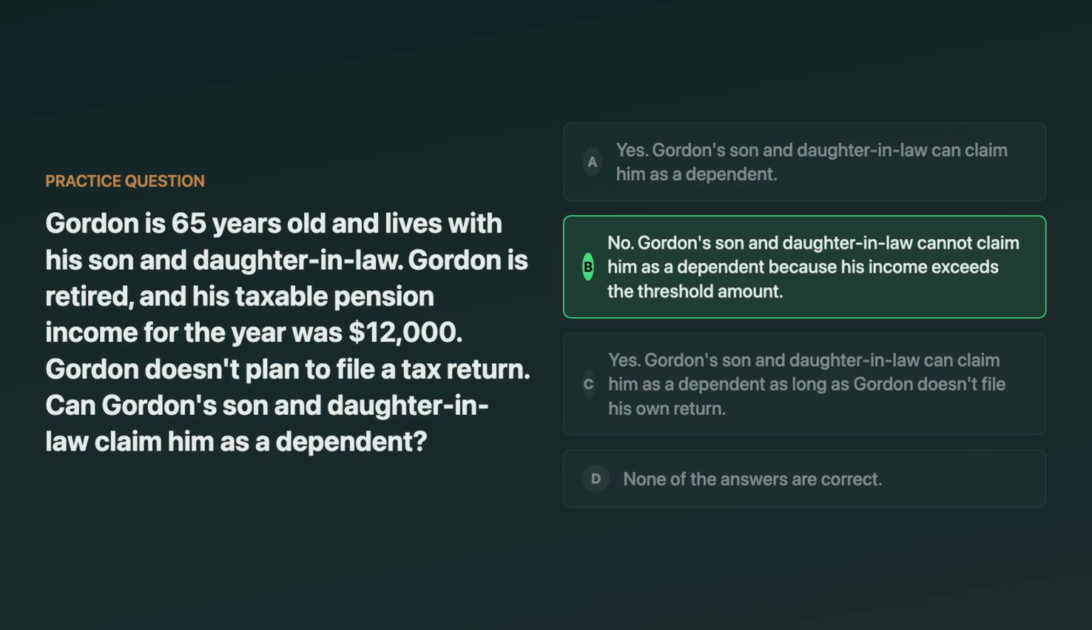The correct answer is no, because his income exceeds the gross income threshold for a qualifying relative. Gordon is not a qualifying child at age 65, so you're in qualifying relative territory, where gross income must be below the limit. The tempting wrong choice is yes, if he doesn't file, but whether he files doesn't fix the gross income test when his taxable pension is that high.